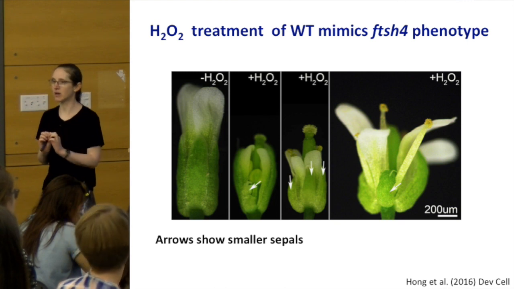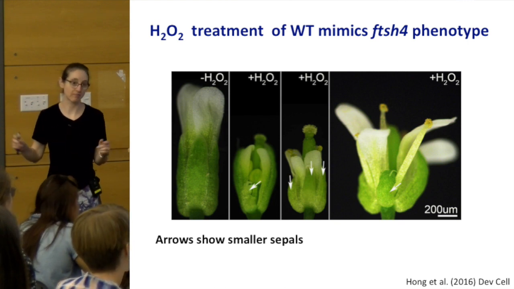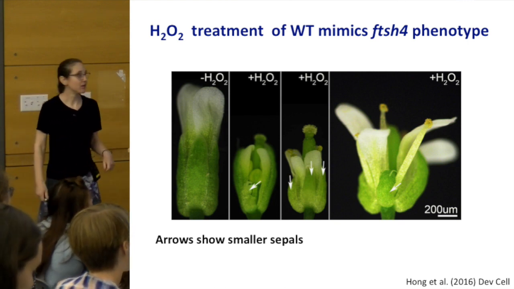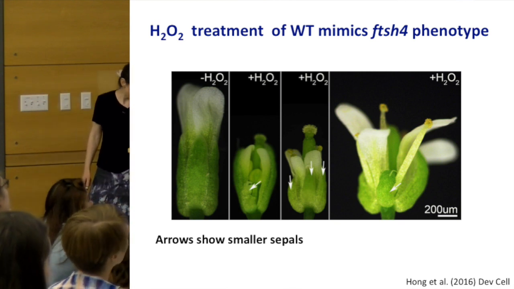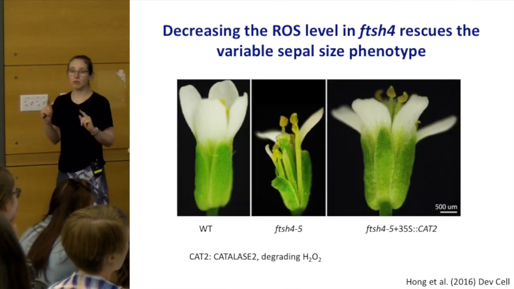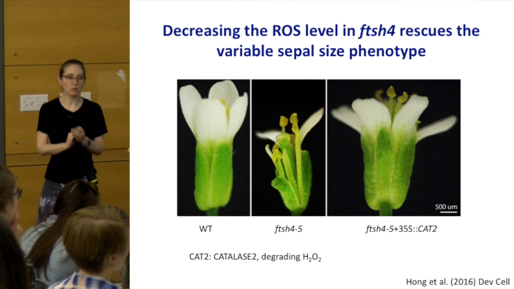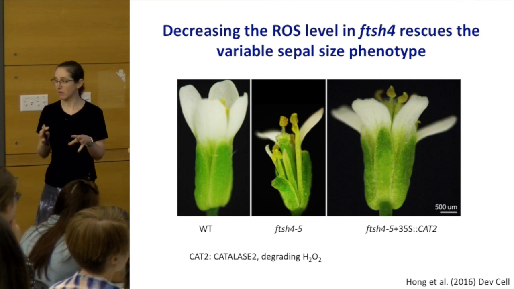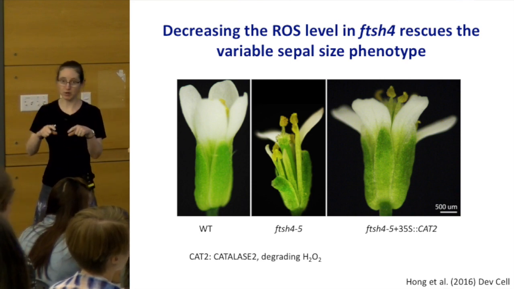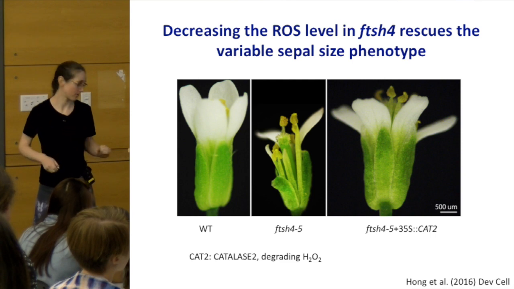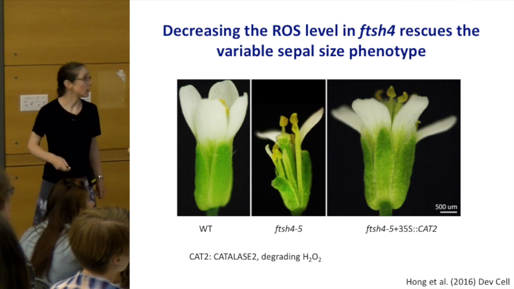Now it takes exactly the right concentration. If it's too high, of course they die. If it's too low, nothing happens. So she figured it out. Then we wanted to do the reverse experiment. If this phenotype is really due to the reactive oxygen species, we should be able to decrease reactive oxygen species and rescue growth. And that's what she did.